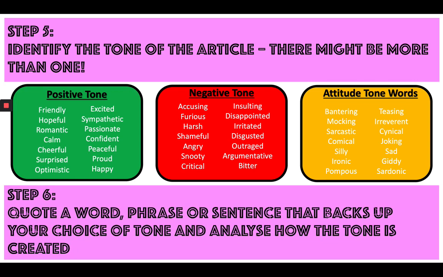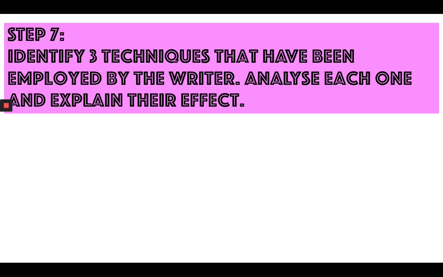Step 6 is to quote a word, phrase, or sentence that backs up your choice of tone and analyse how the tone is created. So for step 5, if you have said that the article has a disappointed tone, then please quote a word, phrase, or sentence that backs up that choice, and then analyse how that word, phrase, or sentence creates that tone. Next up, step 7, identify 3 techniques that have been employed by the writer, analyse each one, and explain their effects.